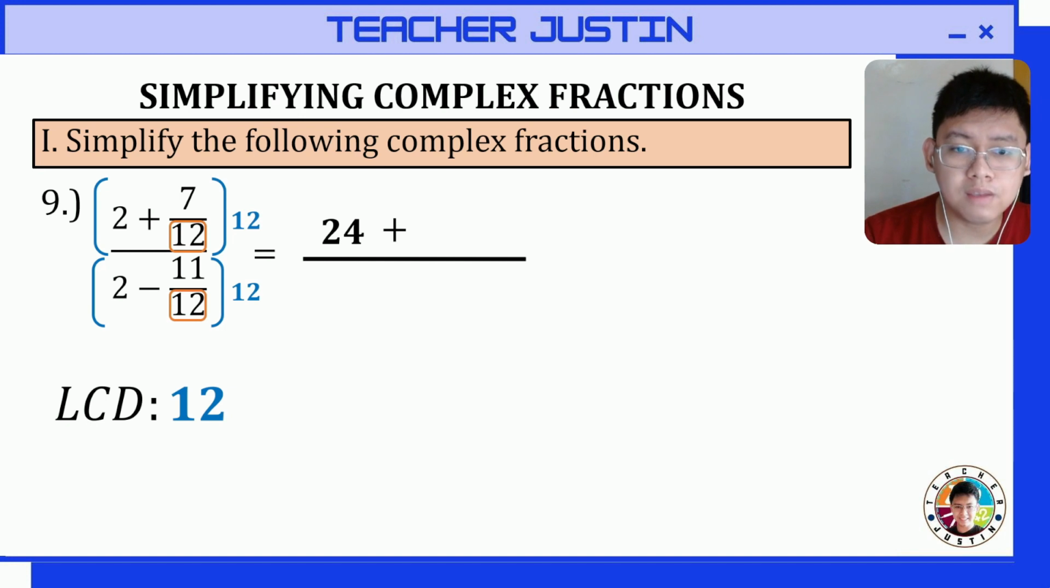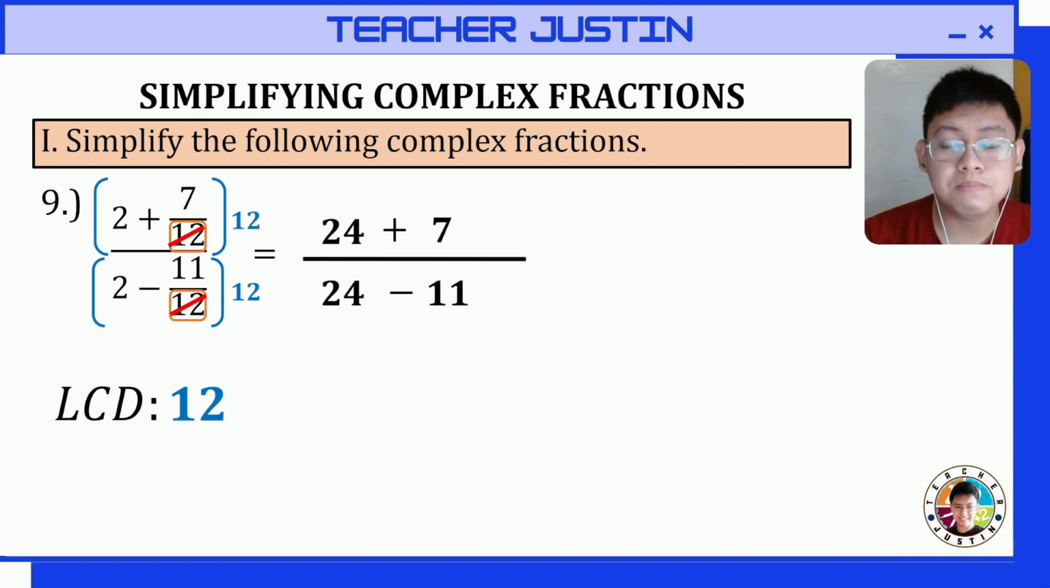12 times 7 over 12. So we can cancel 12. That will just give us 7. Now, punta naman tayo sa denominator. Distribute natin si 12. 12 times 2, that will also be 24. Tapos, copyin natin yung operation. Then, multiply natin si 12 kay 11 over 12. We can cancel 12. And, okay, so 11 times 1 will be 11.